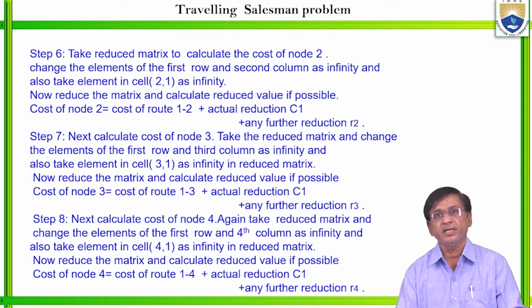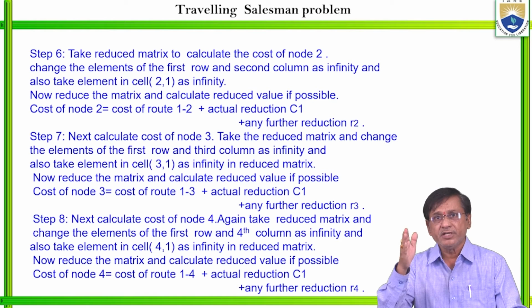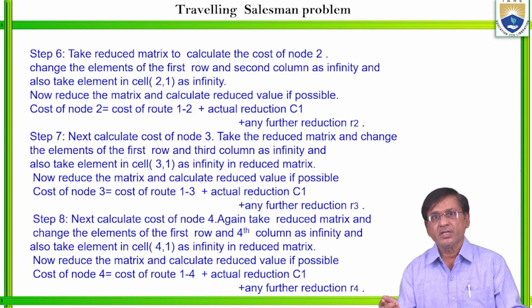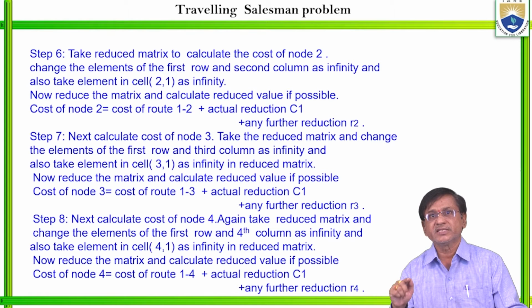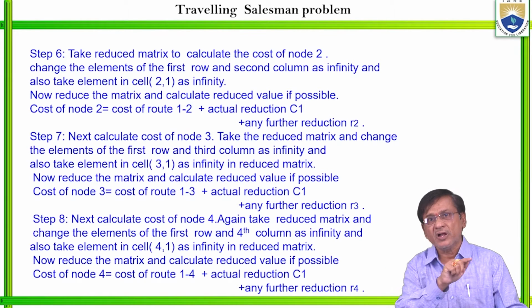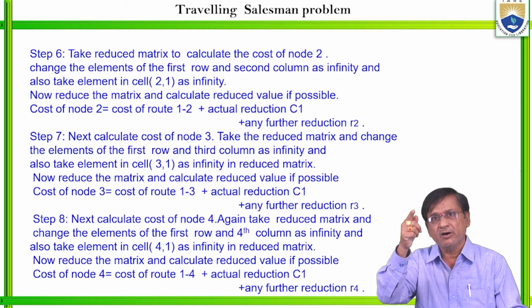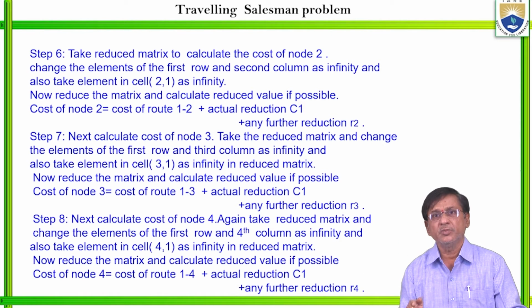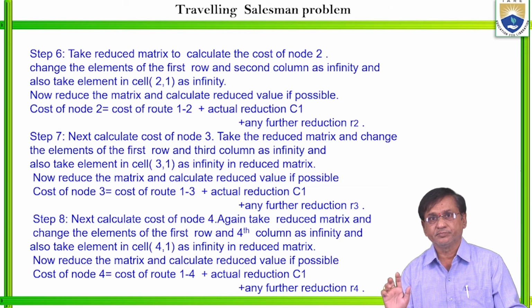We have to calculate the cost of node 3. Again, we have to take the reduced matrix. In that, again, we have to change the elements of the first row and the elements of the third column to infinity, and also the element in cell 3-1 is to be made infinity. So all the elements in the first row, all the elements in the third column and the element in cell 3-1 we have to make infinity.